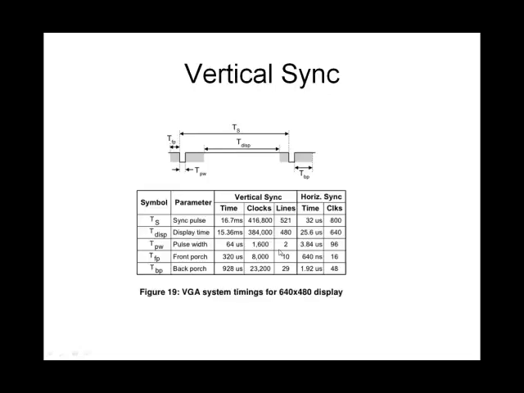There are a total of 521 lines used in order to complete a full image, including the lines reserved for retrace. And you'll need to create a counter that counts from 0 to 520 and decode this counter to generate your vertical pulse.